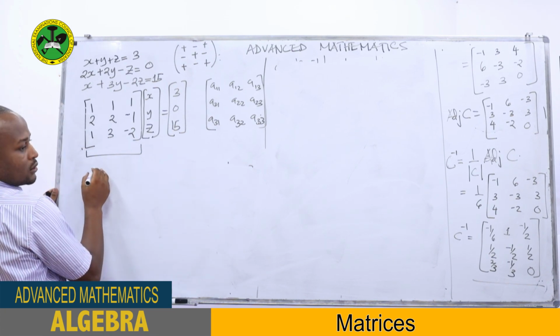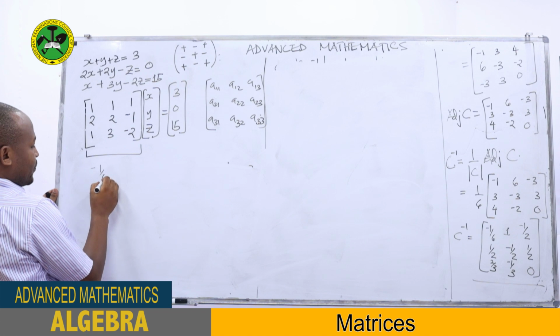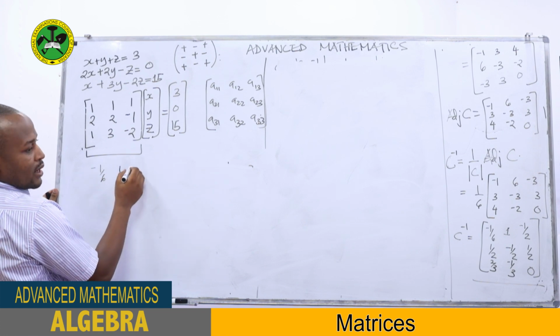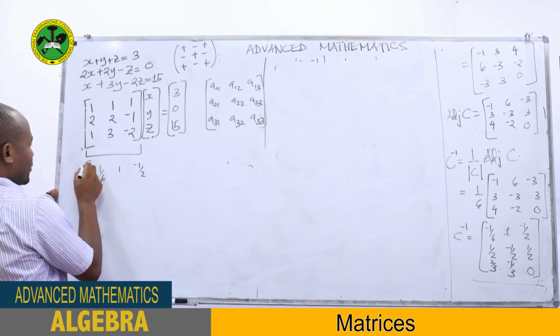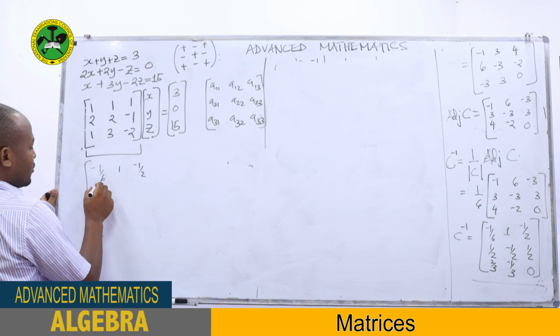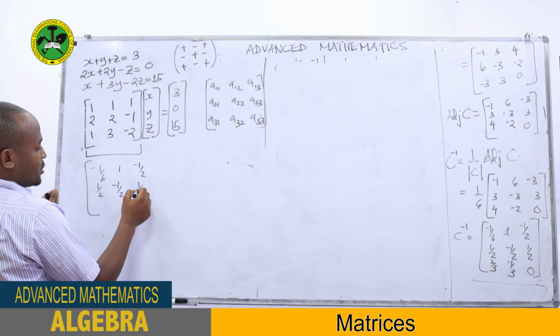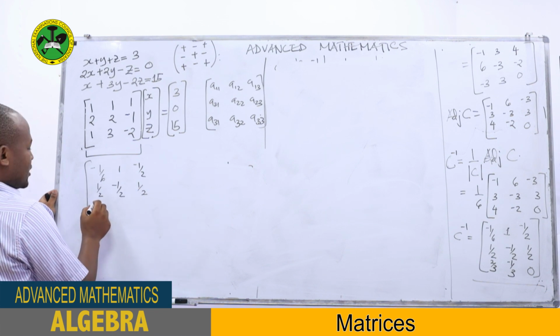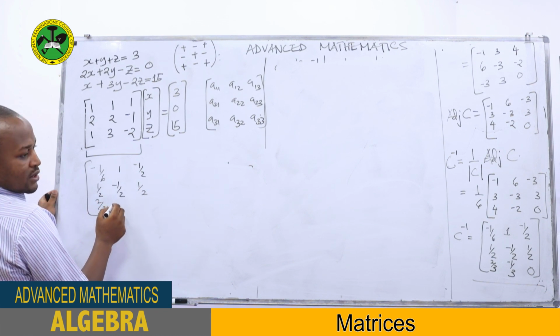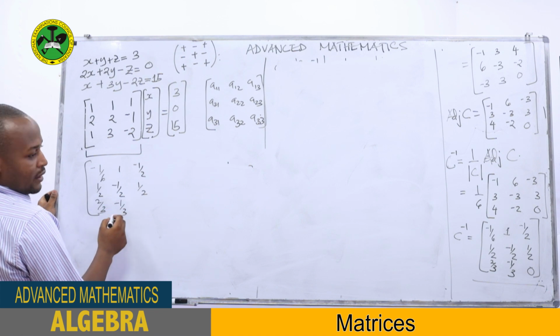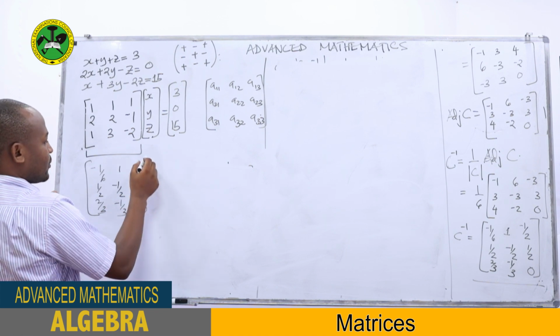So is negative 1 over 6, 1. Then we have 1 over 2, negative 1 over 2, positive 1 over 2. That is 2 over 3 at that position. We have negative 1 over 3. And then we have a 0.